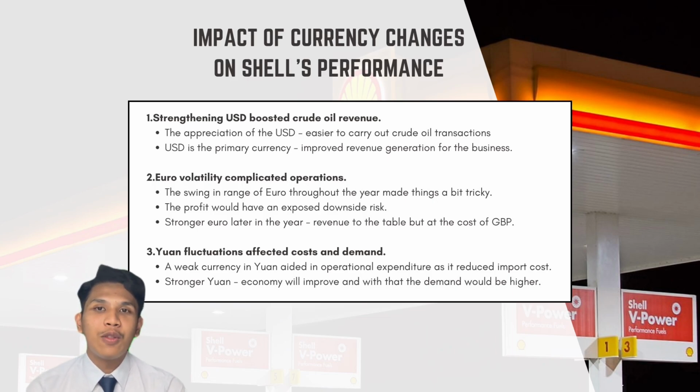Lastly, yuan fluctuation affected cost and demand. A weak yuan aided operational expenditure as it reduced import costs, but it also highlighted problems in the underlying economy of China, which in the short term dampened the growth of energy consumption demand. In contrast, a stronger yuan came at a later stage in the year, which indicates that the economy will improve, and with that, the demand will be higher.